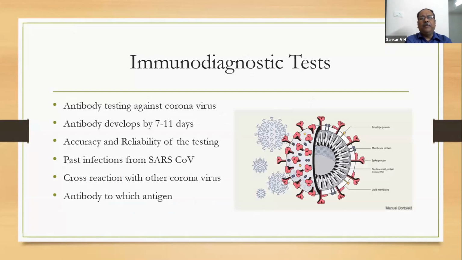Now coming to the immunodiagnostics, only 2-3 slides are there. Here, antibody testing is against coronavirus, that is, the human antibody that has been formed against coronavirus. This antibody develops by around 7 to 11 days, but the accuracy and reliability of the testing has not been well studied because these are all new studies. There are so many test kits available, around 24 or 25 kits already approved by the FDA and European Union. But certain limitations are there, like past infection from SARS coronavirus is a problem because, as I already told you, there is 95% genetic similarity with the previous SARS.